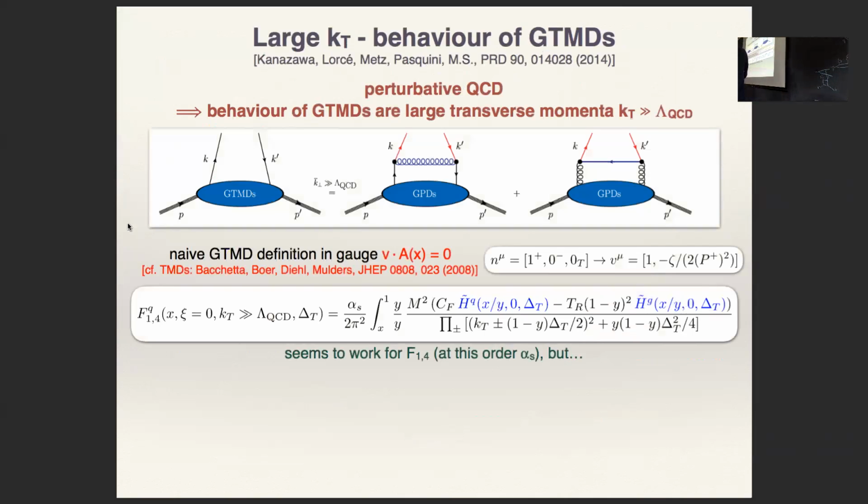And this calculation seems to work. For example, for f1,4, you calculate these two diagrams, you get a well-defined expression, and you match this f1,4 to the GPD H tilde for quarks and gluons in these two diagrams. You see that kT and delta T mix; they appear in common denominators. If you set delta T equal to 0, then this function drops like 1 over kT to the 4.